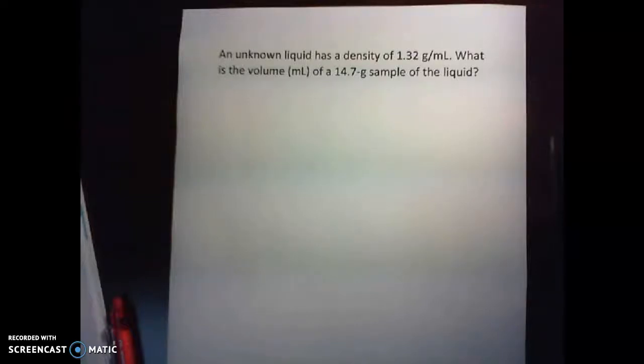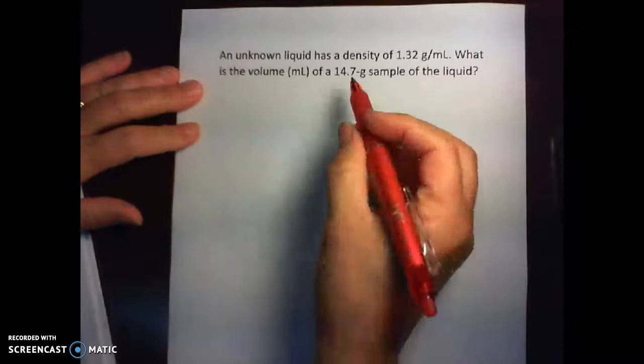An unknown liquid has a density of 1.32 grams per milliliter. What is the volume in milliliters of a 14.7 gram sample of the liquid? So we want to analyze this problem. We want to see what we were given.